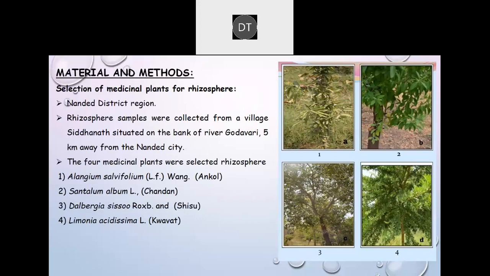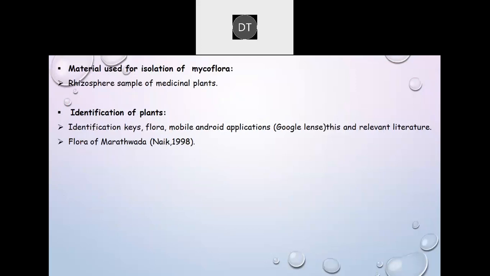Next, madam. Material and method. I selected medicinal plants for the rhizosphere from the Nanded district region. The samples were collected from the village of Siddhanath, situated on the bank of the river Godavari, 5 kilometers away from Nanded district. Four medicinal plants were selected for the rhizosphere microflora: Allium solifolium, Santalum album, Dalbergia sissoo, and Laminaria laminoacidissima. These are the four plants selected.